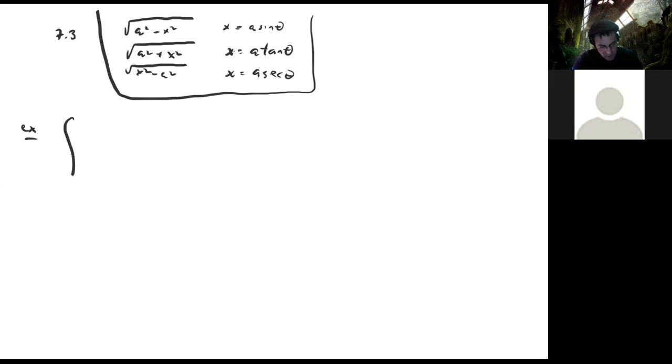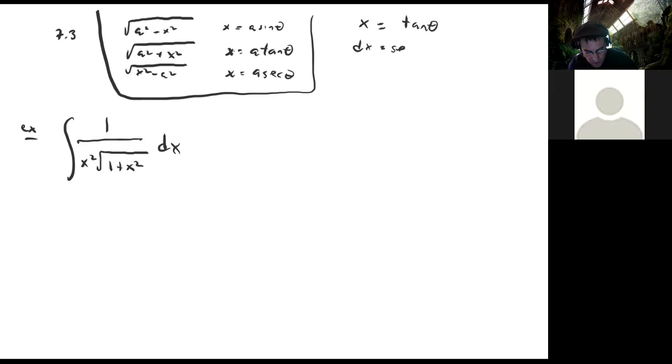The integral of 1 over x squared times the square root of 1 plus x squared dx. All right, so what is the substitution? The substitution in this case is x equals, a here is going to be 1 because there's a 1 in the square root. So x equals tangent theta, dx equals secant squared theta d theta.